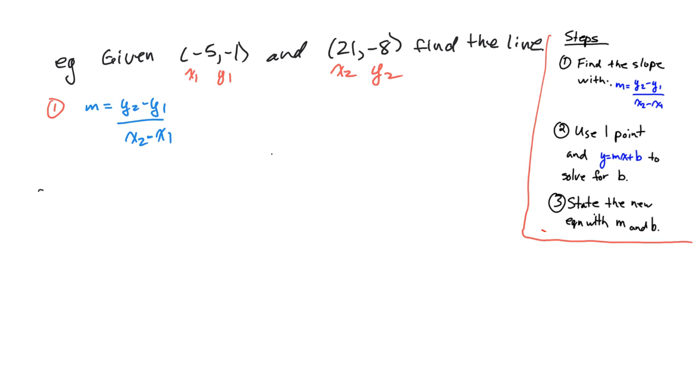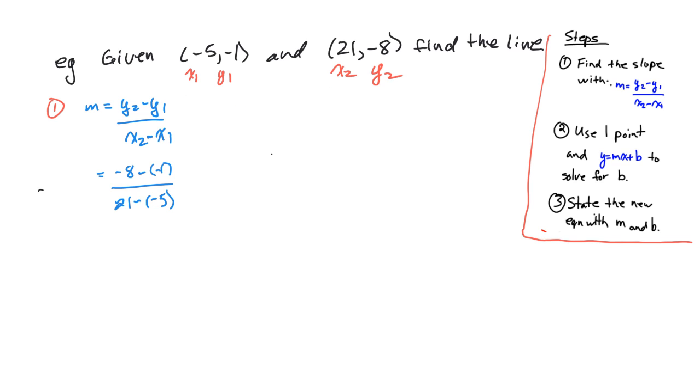And so now we're going to do our substitutions. So when you do your substitutions, you're going to get y2 is negative 8, and then subtract, and you'll notice there is minus of minus 1. So when you do your calculations, use your calculator to do the top first, then the bottom. And then you have 21 minus negative 5. Now you'll notice I'm always pairing up the y's for the top, then the x's for the bottom.